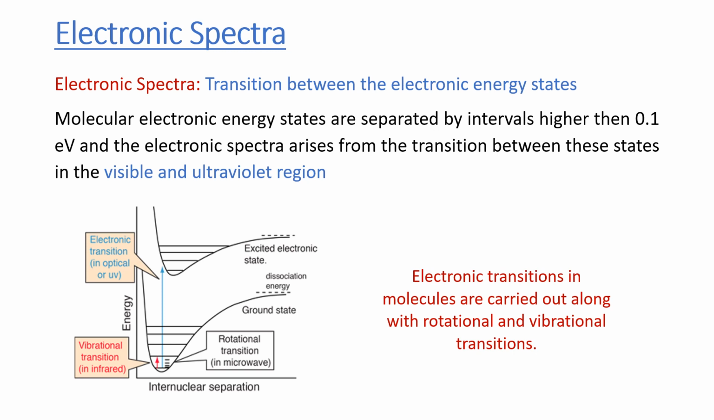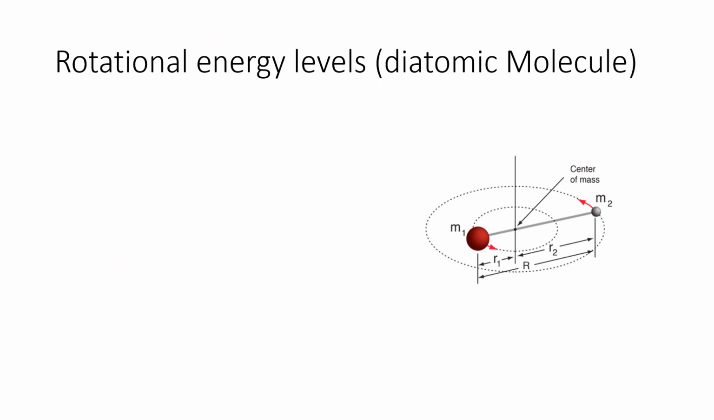So this was an introductory lecture about the molecular spectra. The next lecture will be about the rotational spectra. In order to explain the rotational spectra, first we have to talk about the rotational energy levels. For the rotational energy levels, first we will consider the diatomic molecule, and then we will go to the polyatomic molecule, and then we will go to the rotational spectra.